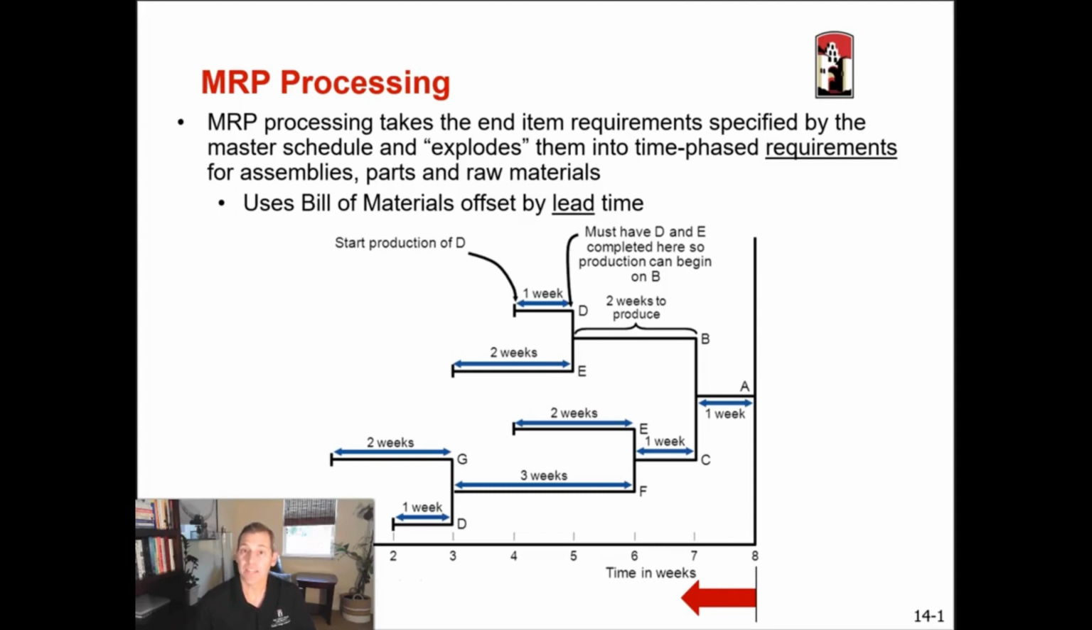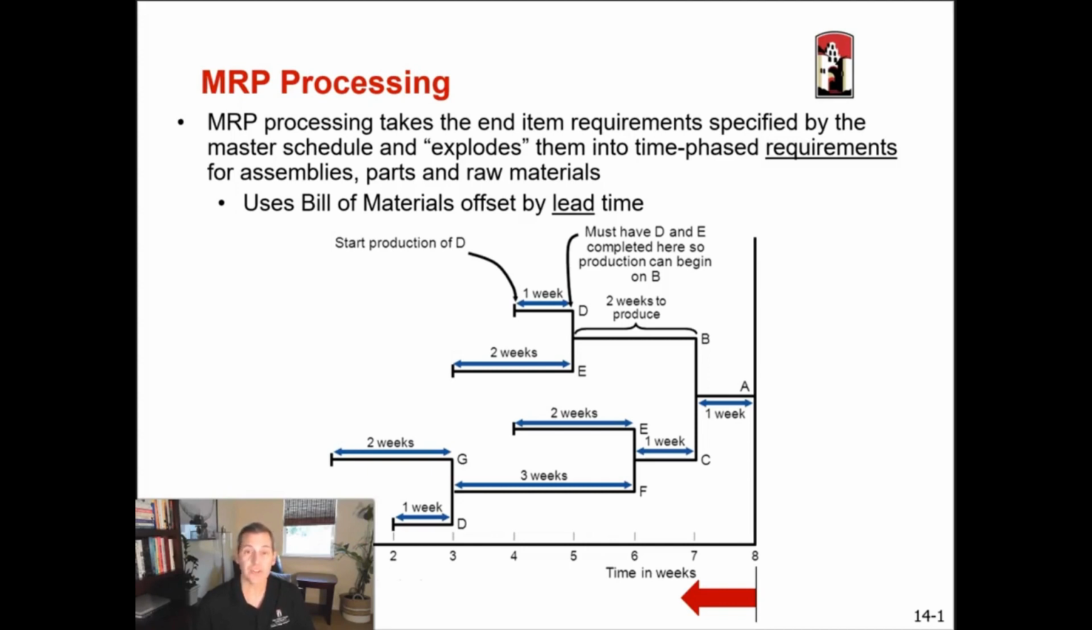To build item A, it takes 1 week, and you have to have the subassemblies B and C completed so that you can start building A. And A will take you 1 week, so after B and C have arrived, you can then start producing item A, and that takes you 1 week, so that will be your 8-week lead time.